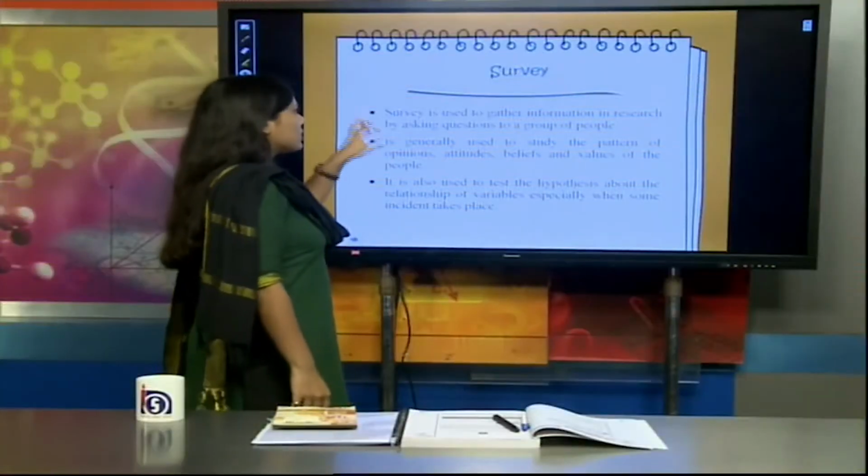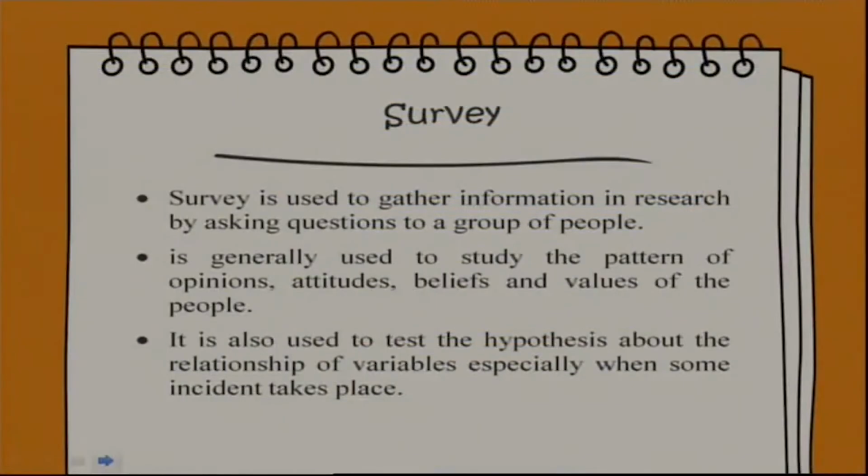Next we have survey. Survey is used to gather information in research by asking questions to a group of people. It is generally used to study the pattern of opinions, attitudes, beliefs and values of the people. It is also used to test the hypothesis about the relationship of variables, especially when some incident takes place.